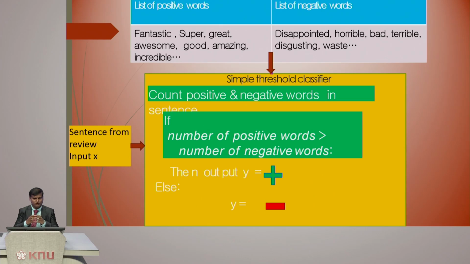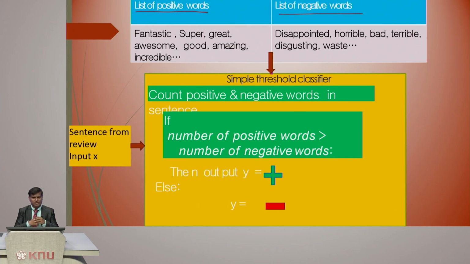Before that we have to list the positive words, and the list of negative words should be listed. So for example, fantastic, superb, great, awesome, amazing, incredible. These are some of the positive words that we have, and the negative words for movies like horrible, disappointed, waste, terrible, disgusting, and so on.